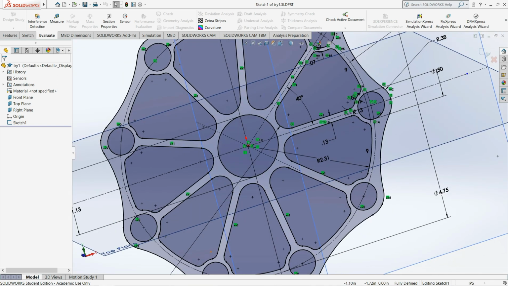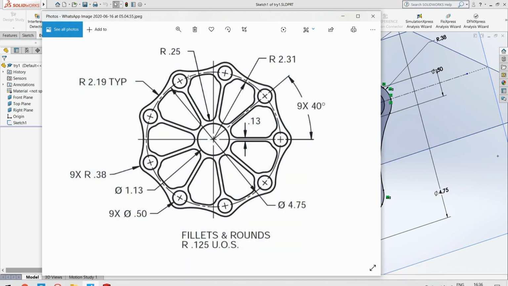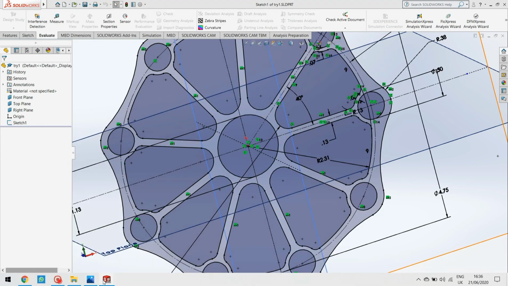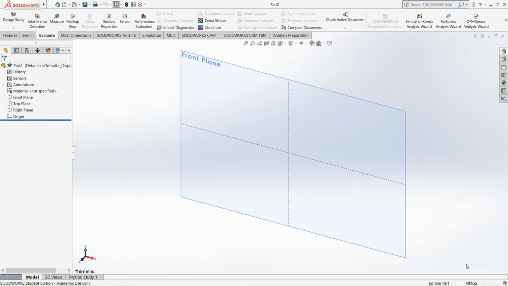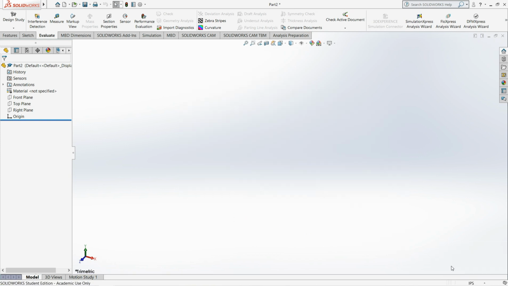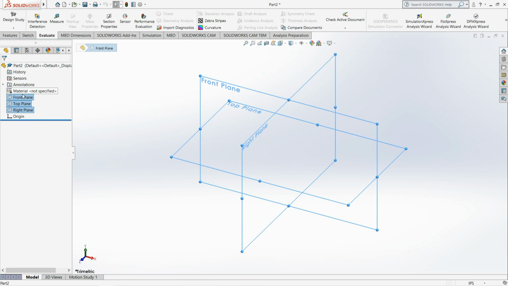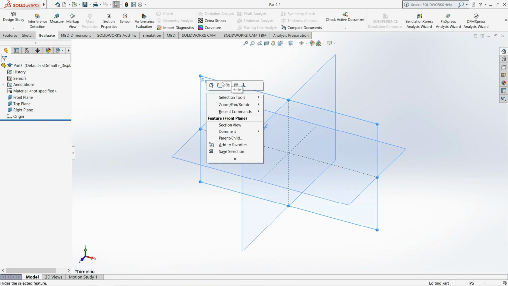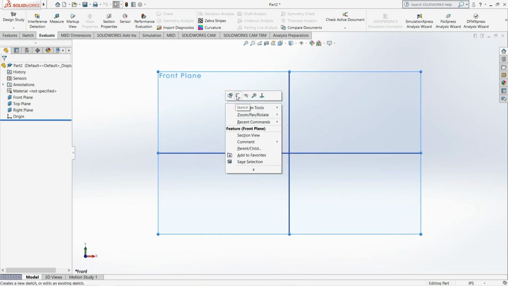Today I'll make a sketch. I have made this already, but I'll make a new one. This is the sketch I have to make. So the first thing I have to do, I will make visible the planes and the origin. So this is a sketch, so I will only work in the front plane.